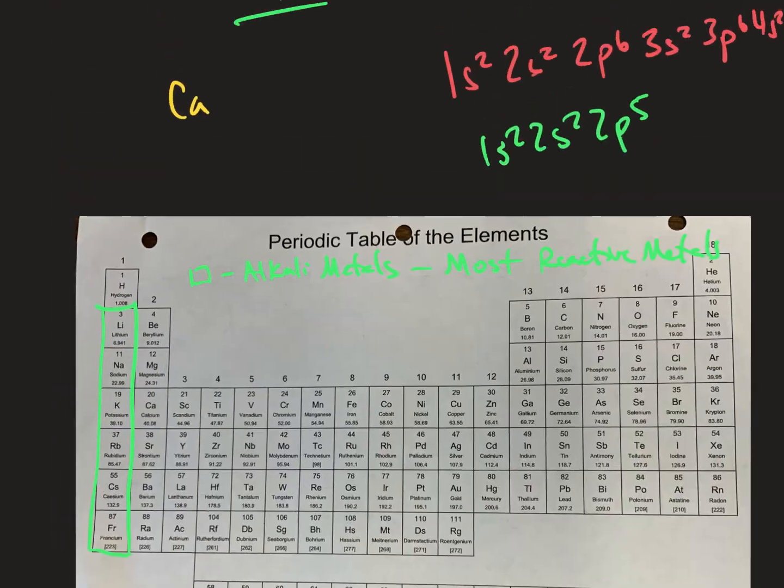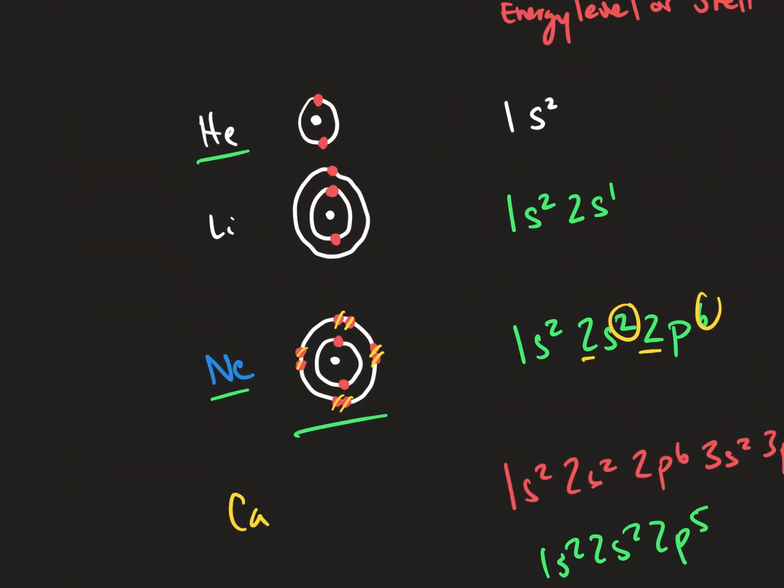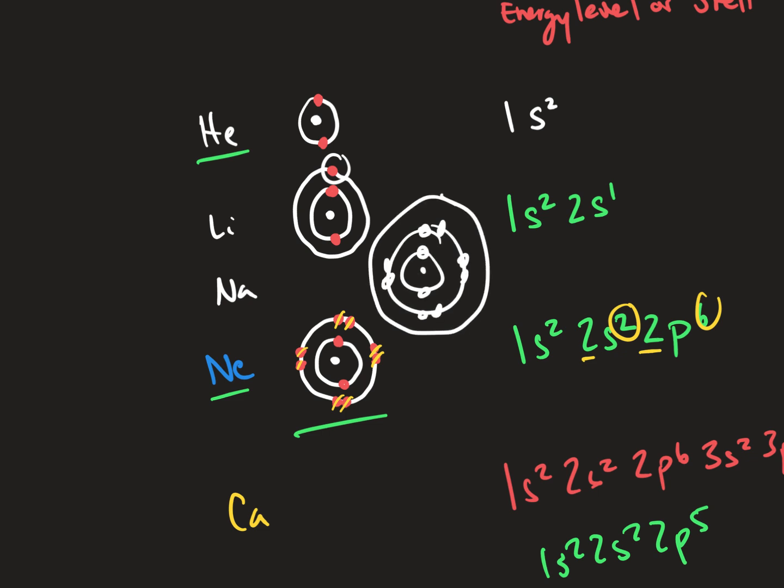So let me do this real quick. So lithium has one electron on the outer shell, on the highest energy level. If we do sodium, it looks like this. 1, 2, 3, 4, 5, 6, 7, 8. Right there. That has one electron on the highest energy level.